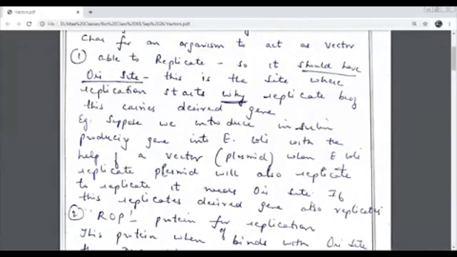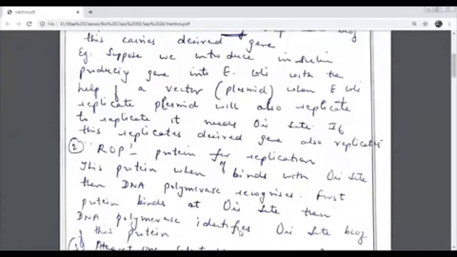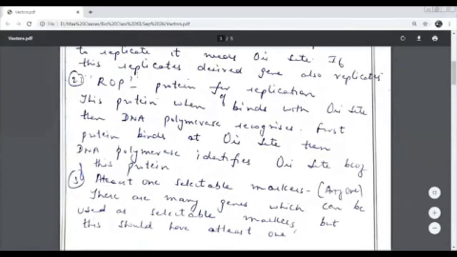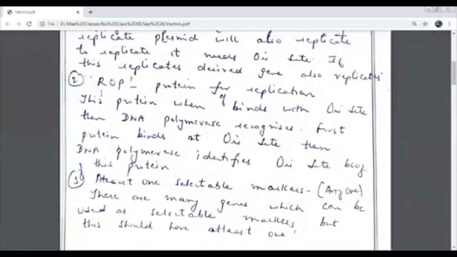No, we are moving on to the second quality of vectors, that is ROP. Now understand what is ROP. This is the molecular protein which is needed for replication. Although we are using a vector for replication of the desired gene, there are certain other things which should also be present. So what is the second main quality which a vector should have? I have already told you that the ori site should be there. One more thing which is essential is ROP. This is the protein for replication.